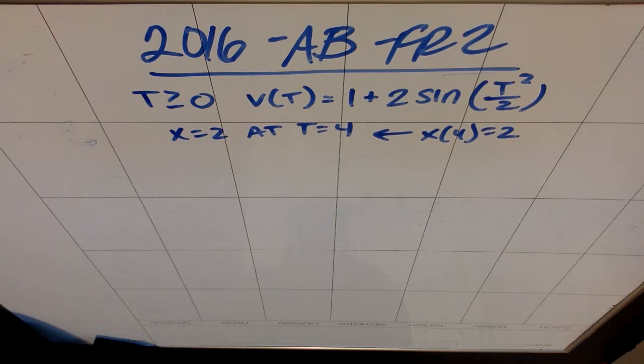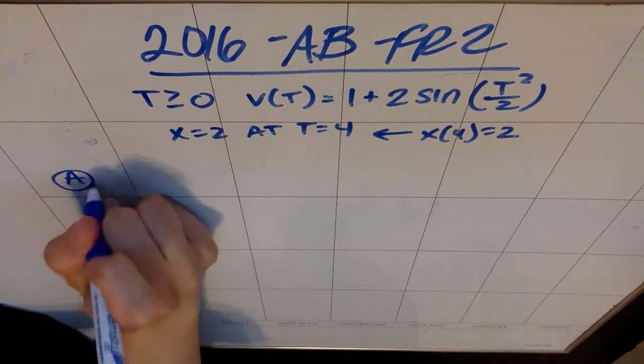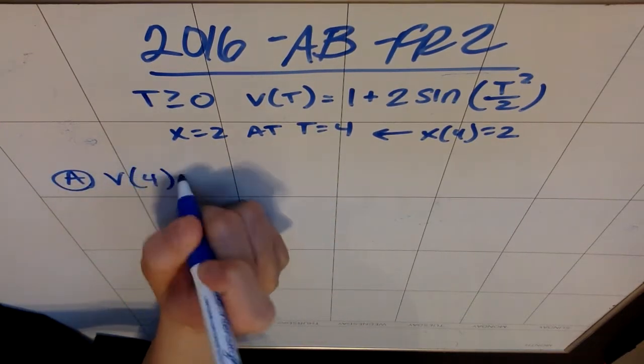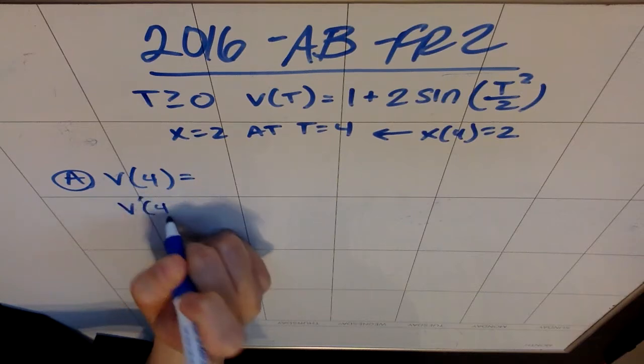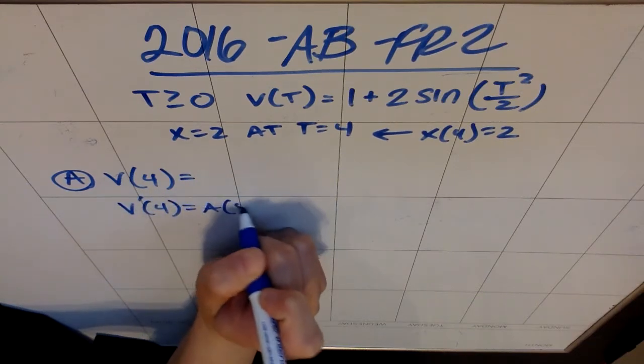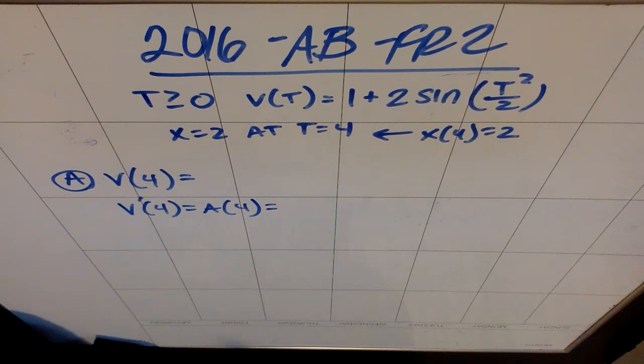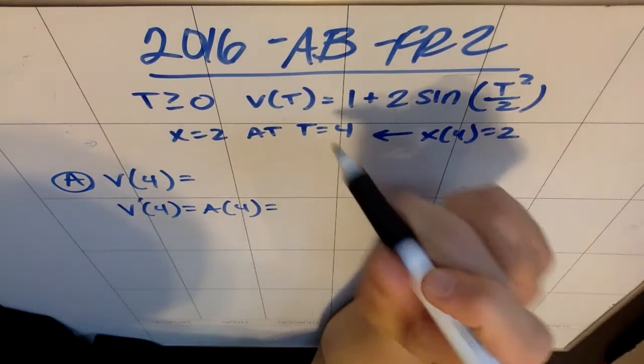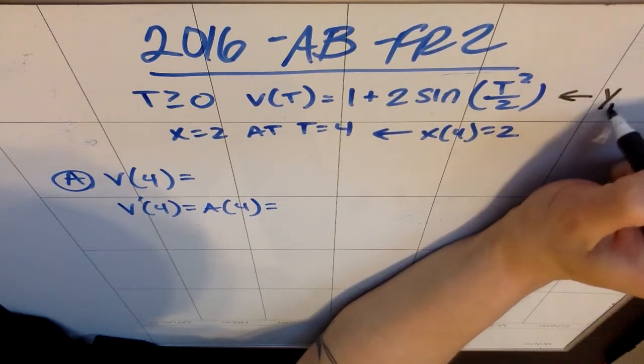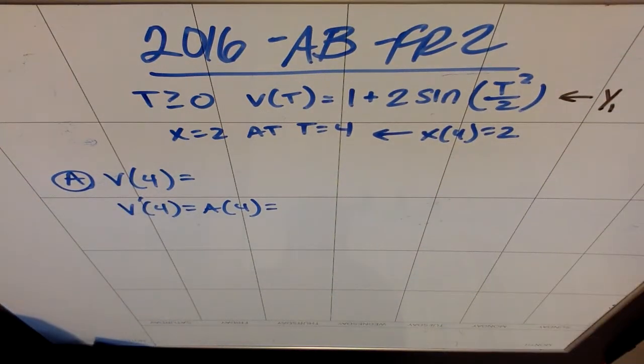So, in order to do part A, I need v of 4, and I need v prime of 4, which is the same as acceleration. So it's a calculator question. I put v of t in as my y1, so while the AP doesn't care, you should make sure that you know what you put things in your calculator as. I put it in as y1.